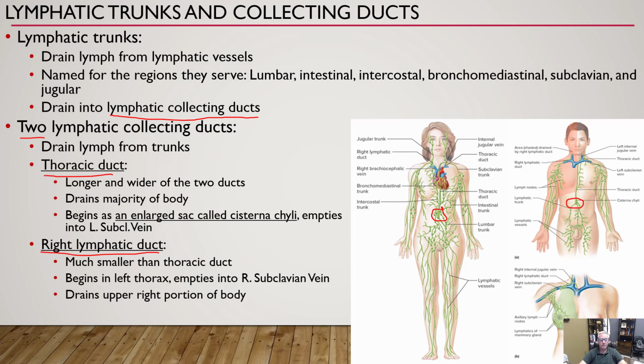But then your right lymphatic duct is going to be smaller than your thoracic duct. It's in your right thorax, and it's going to drain the right upper portion of your body. So your thoracic duct is going to drain lymph from the intestinal, lumbar, and intercostal trunks, as well as from the left subclavian, left jugular, and left bronchomediastinal trunks. And your right lymphatic duct will drain the right thorax, your upper limb, head, and neck.